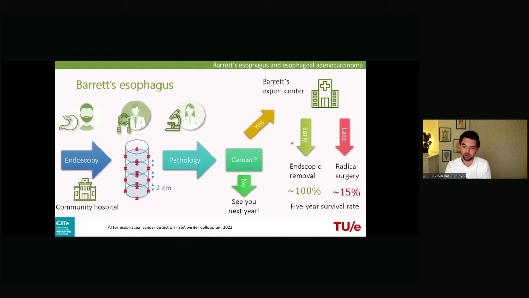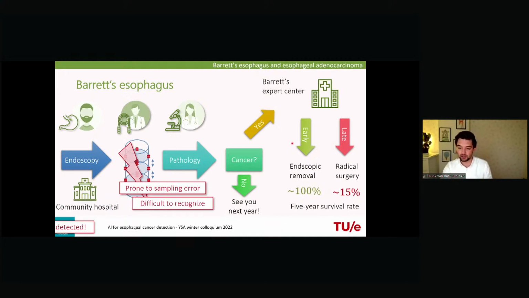They need to cut out part of the esophagus. It's a very radical surgery, which also has a high morbidity, so people will have complaints after the surgery, and also the survival rate is pretty low. And the problem is here in this biopsy procedure that it's very prone to sampling error. So unfortunately, a lot of the patients are only detected at a late stage, also because it's very difficult to recognize visually.